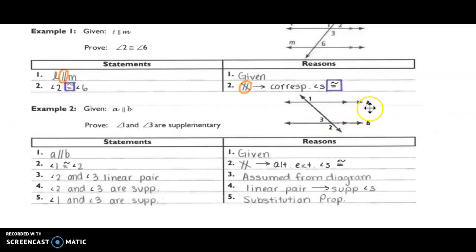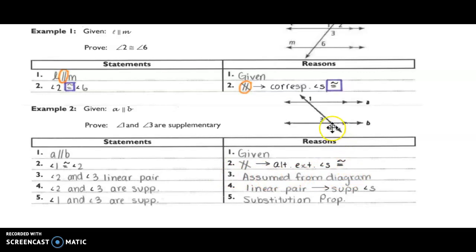Here in this example, for this proof, lines A and B are parallel, and prove that 1 and 3 are supplementary. So take a look at the logical thinking here. Angles 1 and 2 are congruent because if parallel lines, then alternate exterior angles are congruent. Angles 2 and 3 are a linear pair that's assumed from the diagram.